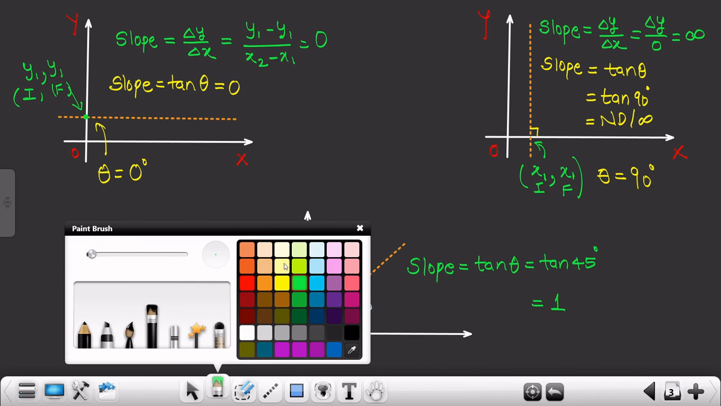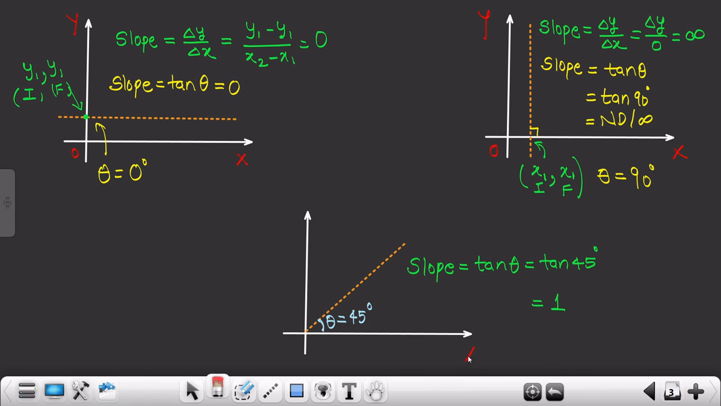And again, as I always tell you guys, you should always first mark the x and y axis. So this is x, this is y, and this is the origin. Now I hope that you understood this concept of slope.